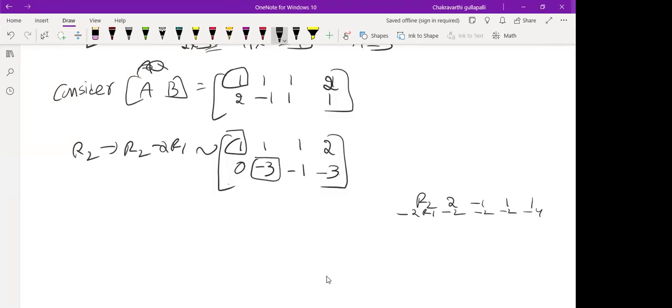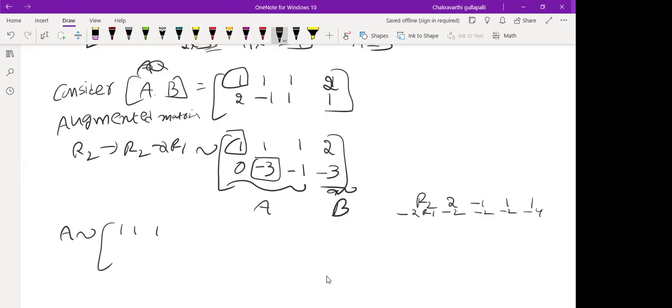This is what is called the augmented matrix. What is this called? Augmented matrix, A along with B. Some textbooks use a separate column for it. This is your A, this is your B. So A is equivalent to 1, 1, 1, 0, minus 3, minus.